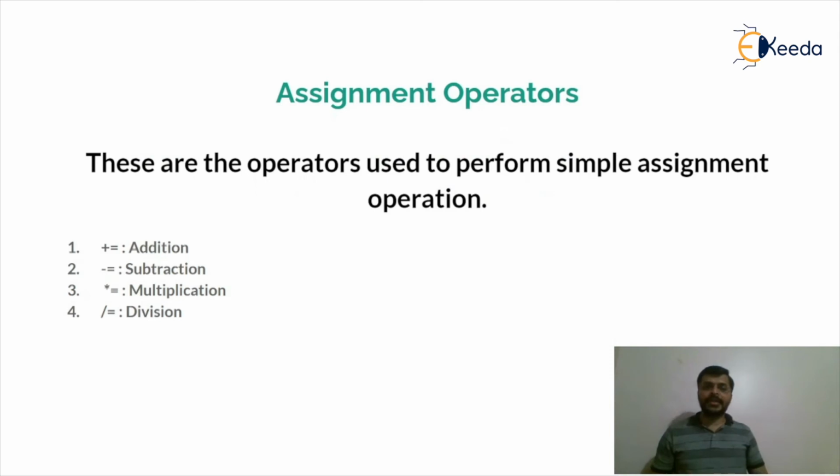Okay. Let's see the different types of assignment operators that we can use along with variables. We have assignment operators like plus equal to, which is for addition, minus equal to for subtraction, multiplication equal to for multiplication, and division equal to for division. But these operators are completely different from what we saw in arithmetic operations. Let's see what these operators are and how to use them.